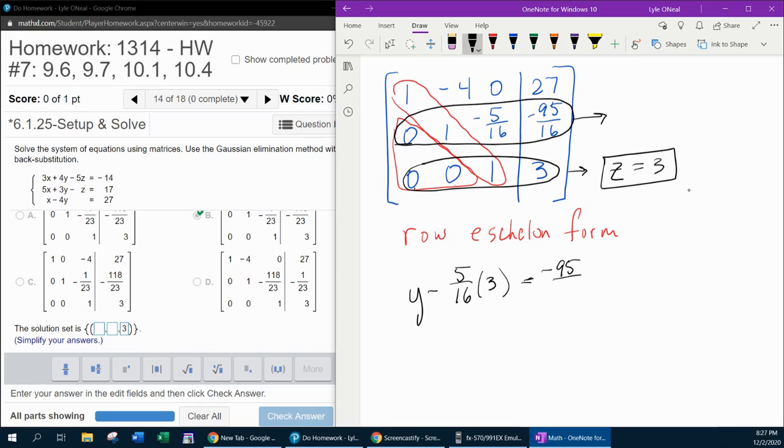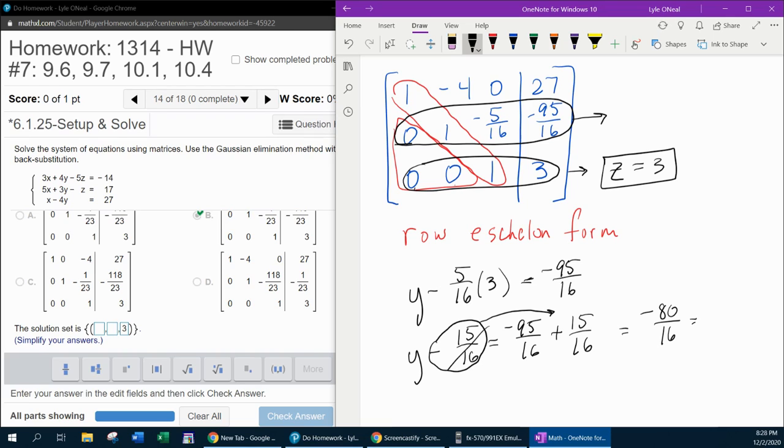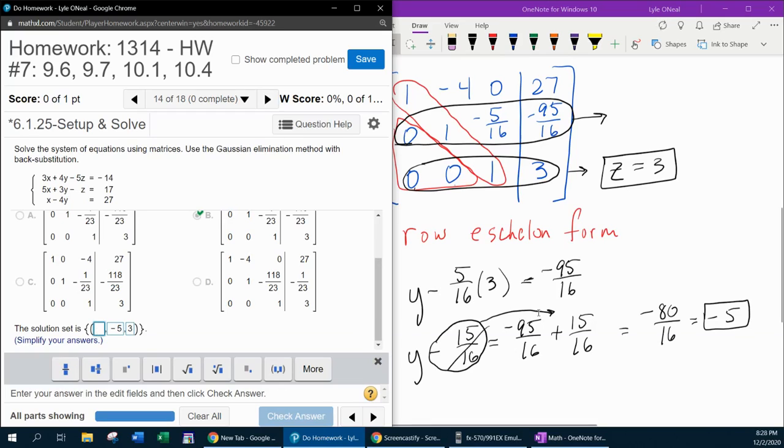equals negative 95/16. And then I can solve this for y. So if I multiply here, this is going to be negative 15/16 equals negative 95/16. Bringing the negative 15/16 over makes it a plus 15/16. Luckily, these already have a common denominator. Negative 95 plus 15 is negative 80/16, which reduces to negative 5. And now I need x.